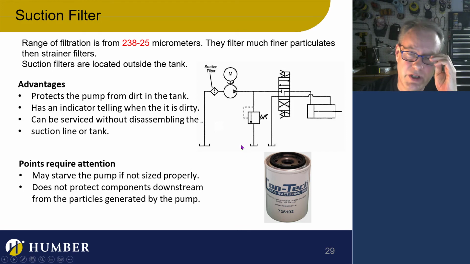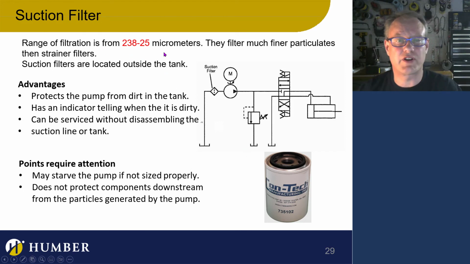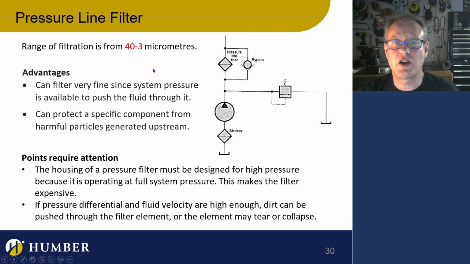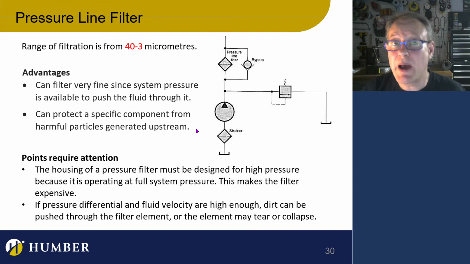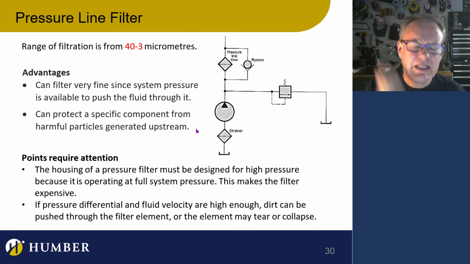What you're looking at here is a suction filter, which is an external filter. It is going to be filtering pieces that are a lot smaller, right? A lot smaller, 25 microns. Now, let's take a look at this guy over here, the pressure line filter. As you can see, this is filtering out 3 microns, 40 to 3 microns. Really, really tiny particles.